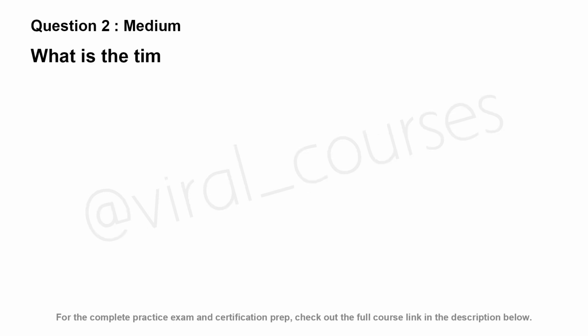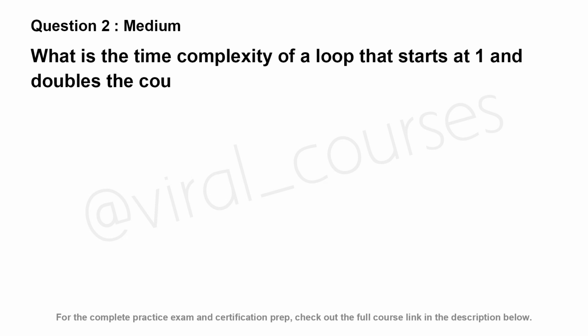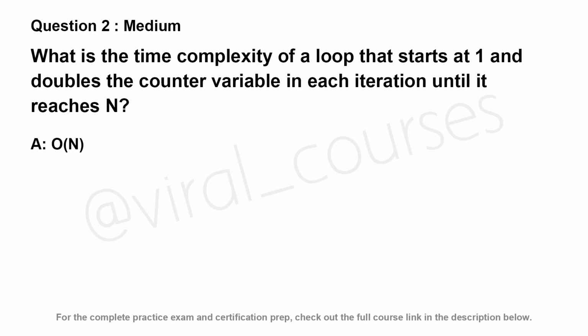What is the time complexity of a loop that starts at 1 and doubles the counter variable in each iteration until it reaches n? Option A, O(n). Option B, O(log n). Option C, O(n log n). Option D, O(1).